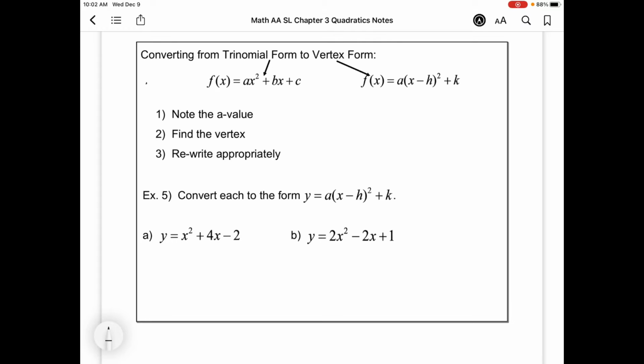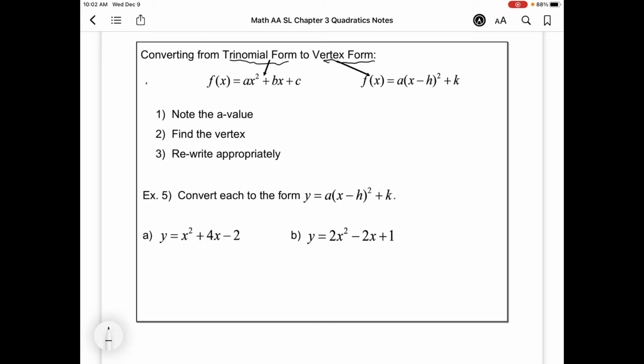Hi folks. In this video we'll look at how to convert from trinomial form of a parabola to vertex form. And vertex form is typically more helpful because it tells you the key ingredient of a parabola, which is its vertex. So these are three steps that you can use. There are also alternate techniques. You can use calculus, you can use completing the square, but this is typically what I like to do.